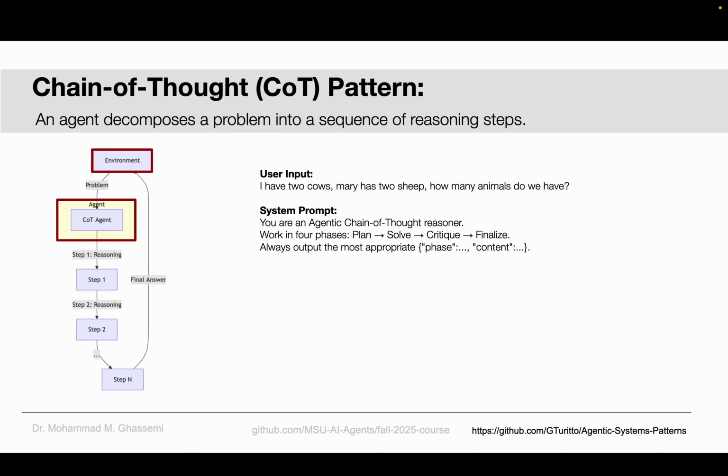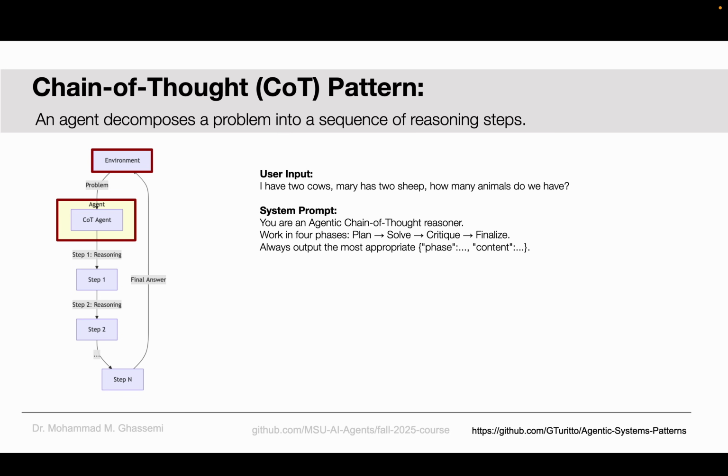Let's look through a real example so that you have an intuition for functionally how this chain of thought pattern is implemented. So let's say I have a user input, very simple. I have 2 cows, Mary has 2 sheep. How many animals do we have?